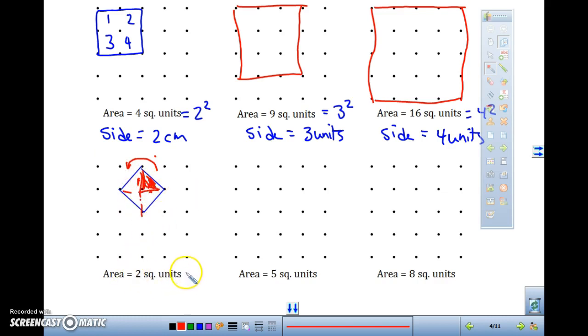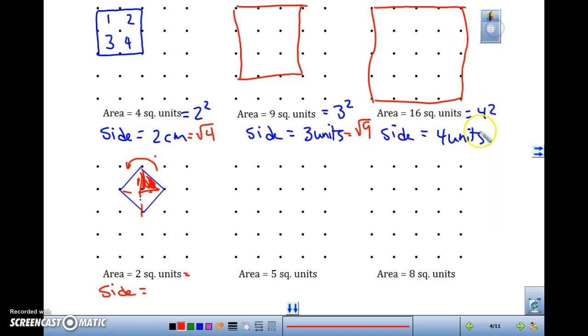So this has an area of 2, which means the side now has to be, well, how did we get 2 here? We took the square root of 4. To get 3, we took the square root of 9. To get 4, we took the square root of 16. So what is our side length here? We're going to leave it as this irrational number, square root 2 units.